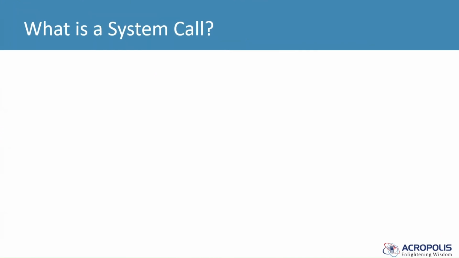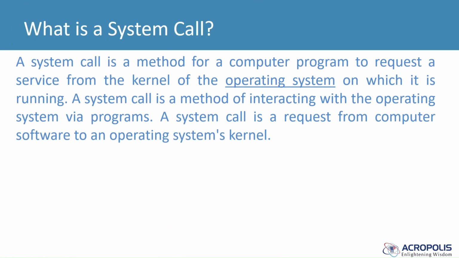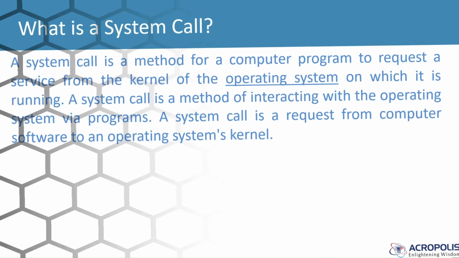What is a system call? A system call is a method for a computer program to request a service from the kernel of the operating system on which it is running. A system call is a method of interacting with the operating system via programs. A system call is a request from the computer software to the operating system kernel. Okay, let's go to the next topic now.